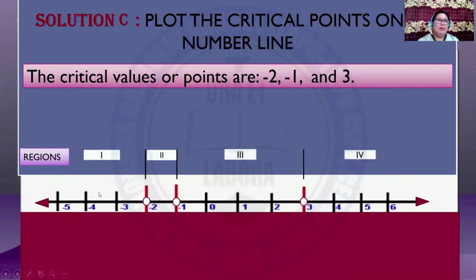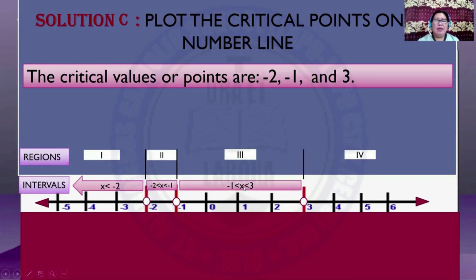Then, this region has the interval x is less than -2. So all the values here are less than -2. And for this region, the values of x here are between -2 and -1. And for this region, the values of x are between -1 and 3. And for this region, we have x is greater than 3.